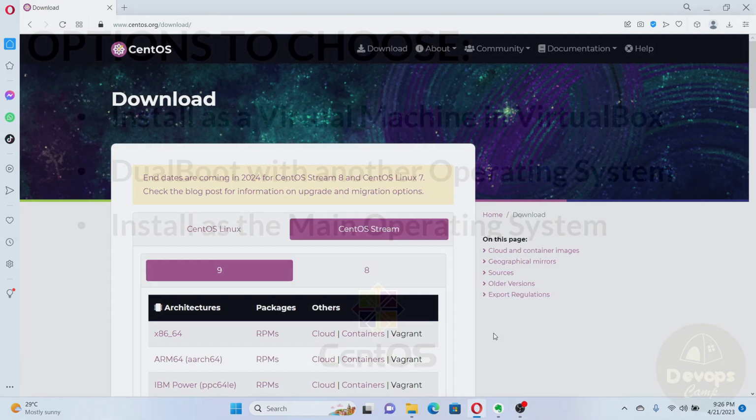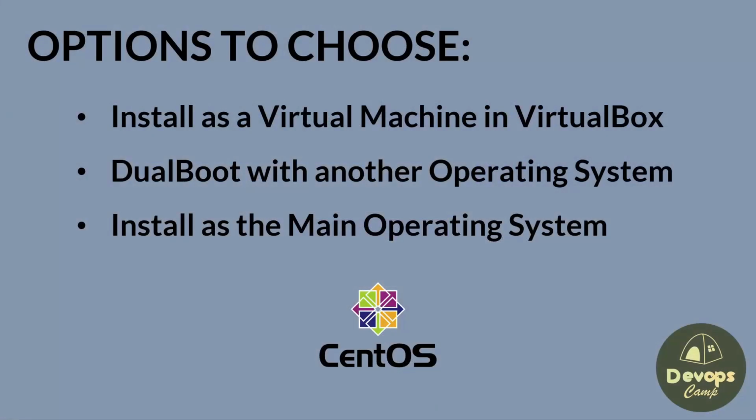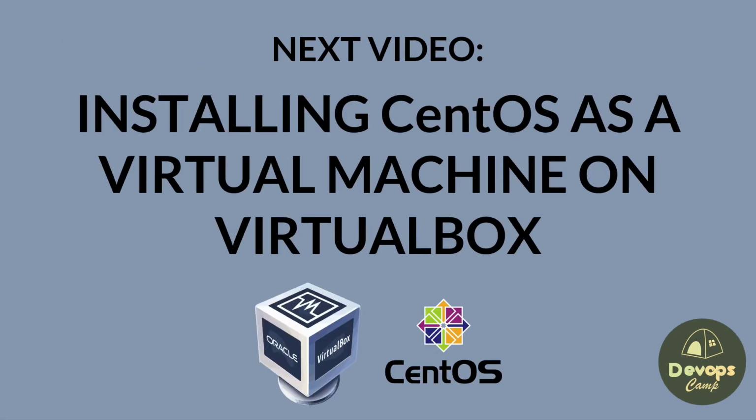After the downloading is finished, you can either decide installing CentOS as your main operating system, or installing CentOS in VirtualBox as a VM. We will be installing CentOS in Oracle VirtualBox, as a virtual machine in the upcoming video.